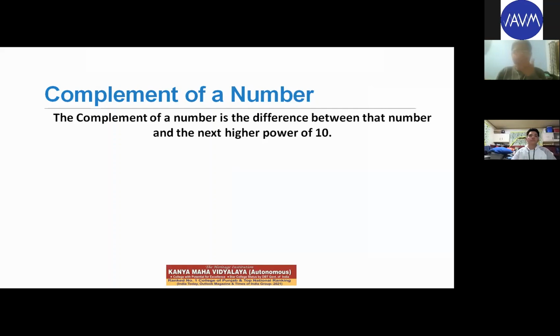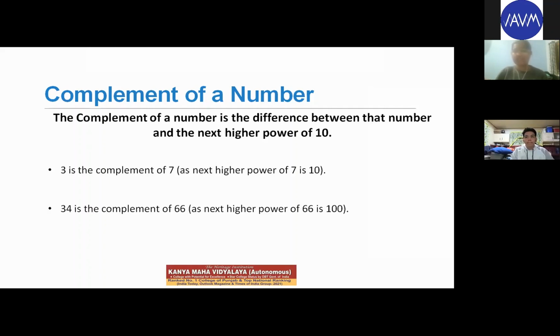To understand it more deeply, let's take an example. Say the number 7, which is obviously greater than 5. According to the definition, the complement of 7 is the difference between that number, which is 7 here, and the next highest power of 10, which is 10 in this case. So we have to find the difference between 7 and 10. Clearly, the difference between 7 and 10 is 3. So here 3 is the complement of 7.